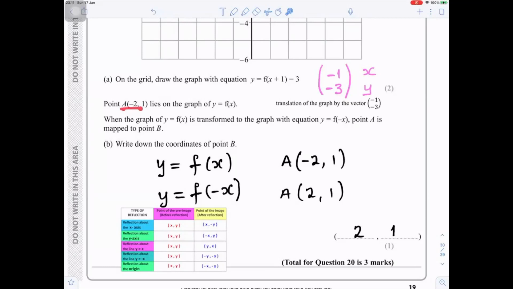Point A (-2, 1) lies on the graph of y equals f of x. When the graph of y equals f of x is transformed to the graph with equation y equals f of minus x, point A is mapped to point B. Write the coordinates of point B.